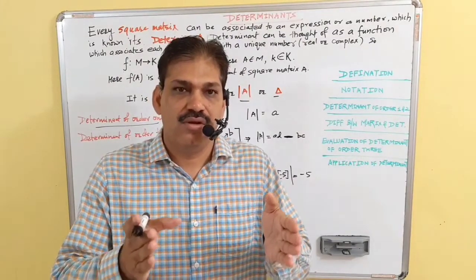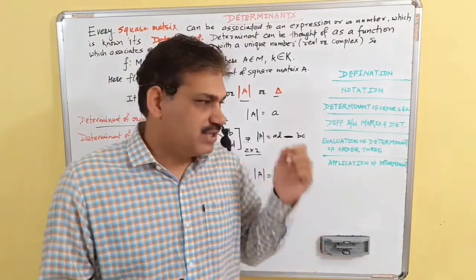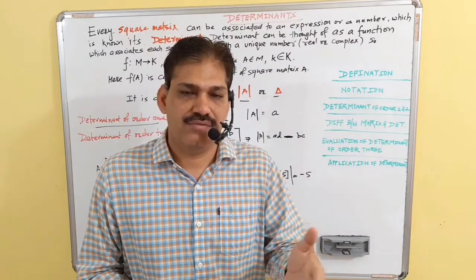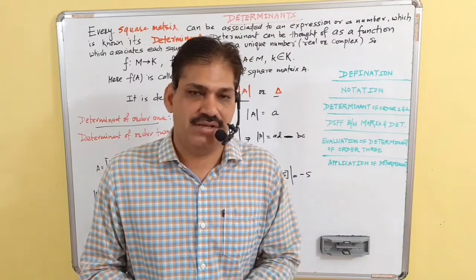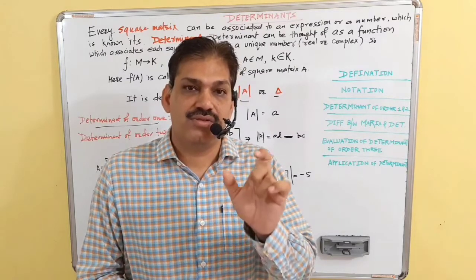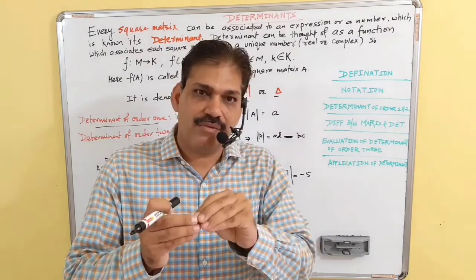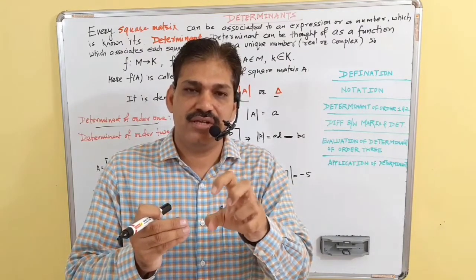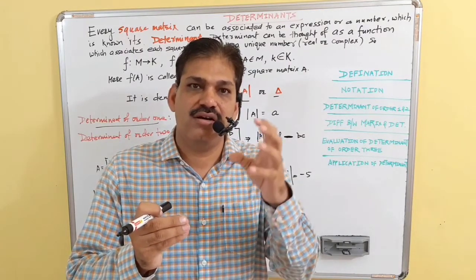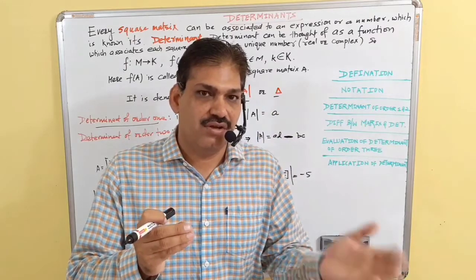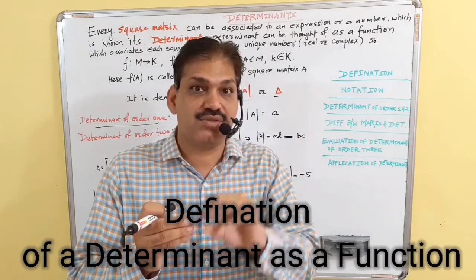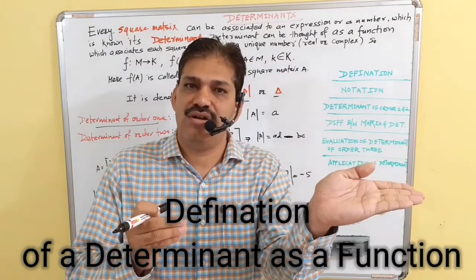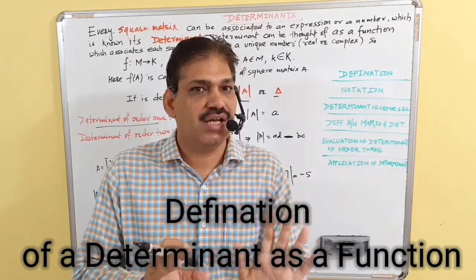So, every square matrix can be associated to an expression or a number which is known as its determinant. Well, since every square matrix can be associated to a number, the determinant may be thought of as a function which associates every square matrix to a unique expression or number or a quantity, right?